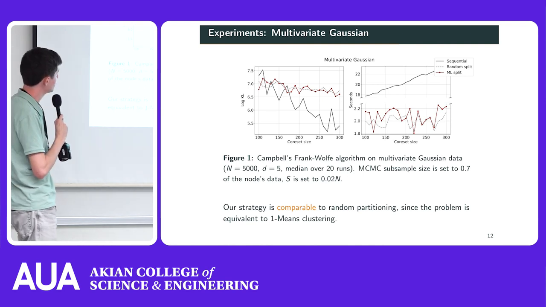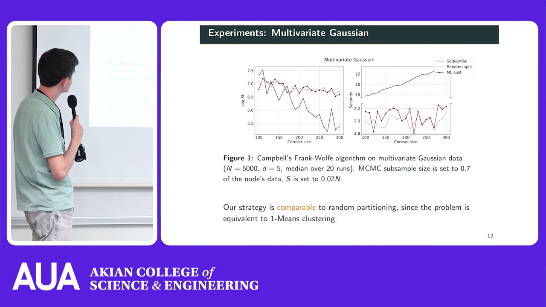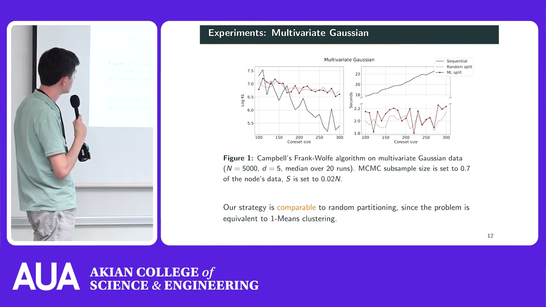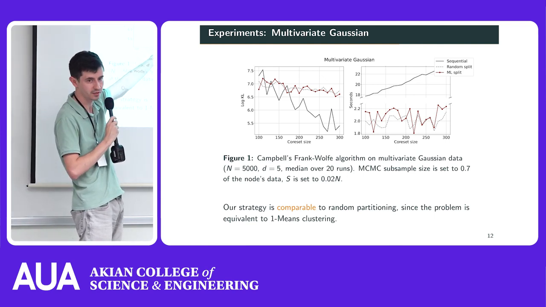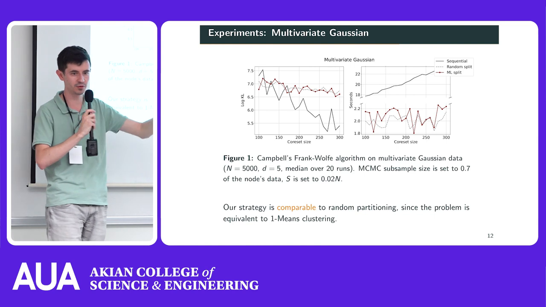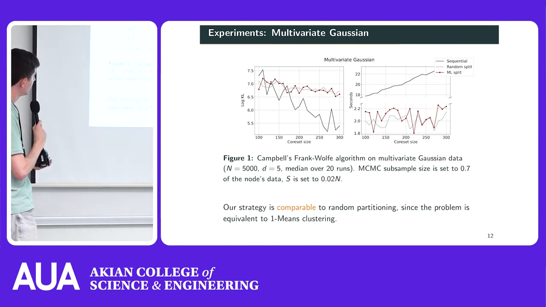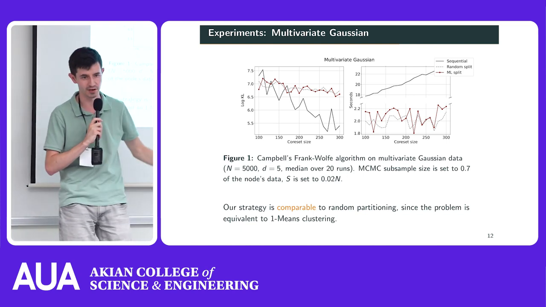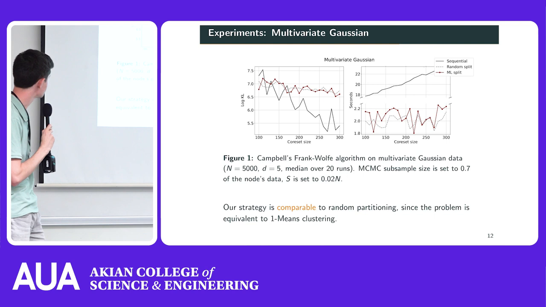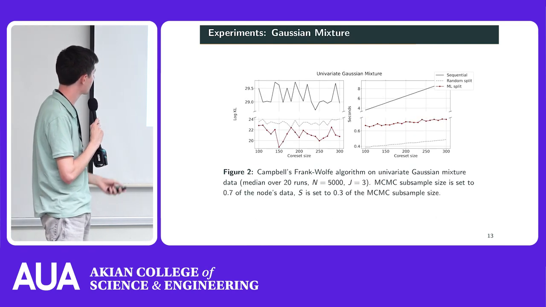So basically, what we see for the multivariate Gaussian example, a very simple problem, of course, is that the sequential approach works better. So our distributed approaches, when we distribute and then merge, work worse. However, as expected, they work much faster. Here I think we had 7 or 8 cores working in parallel.